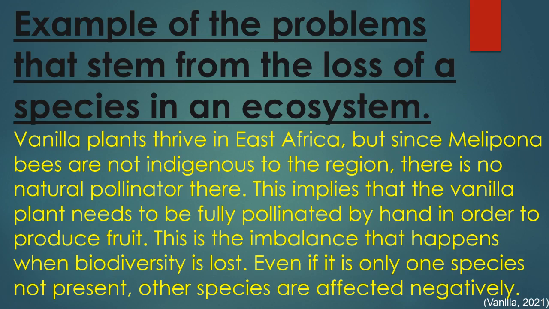So here's an example of the problems that stem from the loss of a species in an ecosystem. The example that I'm going to use is the vanilla plant, thriving in East Africa. But since Melipona bees are not indigenous to that region, there's no natural pollinator there. This implies that the vanilla plant needs to be fully pollinated by hand in order to produce fruit. This really shows the imbalance that can happen when biodiversity is lost. Even if it's just one species that's not present, other species will be affected by that negatively.